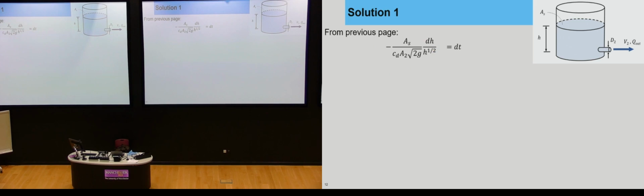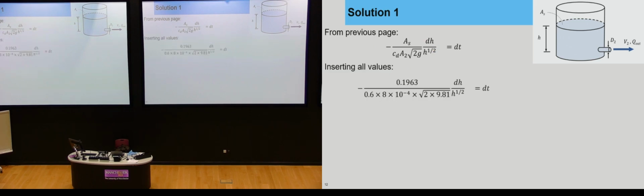At this point, I'm just going to evaluate this little coefficient on the left-hand side. So here I'm inserting all my values. So I've got my area, I've got my discharge coefficient, I've got my other area, and I've got my square root of 2 times g. This leaves me with a nice equation of minus 92.33, that's that coefficient, times h to the minus a half, dh is equal to dt. Now, this is an equation that's clearly telling me to integrate.